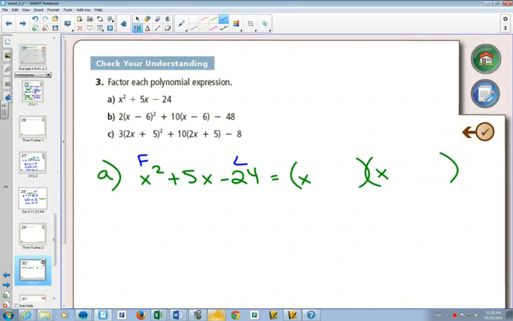Okay? These ones with x's at the beginning, you can start to see a little bit quicker. Okay, 6 and 4? No. 8 and 3? Yes. So write your 8, write your 3, then check. I need it to be negative 24 and a positive 5, so my 8 has to be positive. My outside, which is my 3, has to be negative, and that will give me plus 5x.